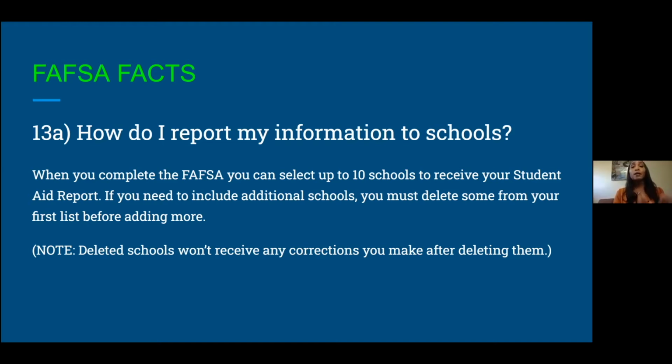You can only add up to 10 colleges on your FAFSA application so that they are able to receive your student aid report. If you have an additional college, let's say, oh my goodness, I really want to do 11 or 12 colleges, you will have to delete a college or two before you can add those additional colleges. So you want to make sure that you're doing your research and selecting the appropriate colleges to get your student aid report. Okay.